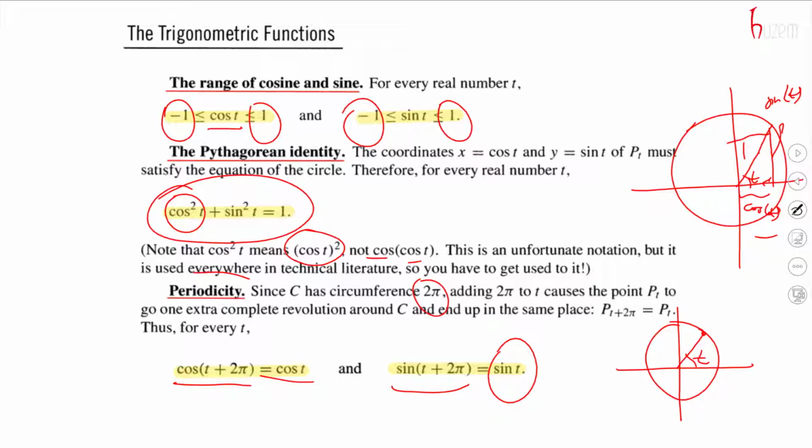That's all we need for periodicity of cosine and sine functions. So this means we have a period of 2 pi. Whenever we add 2 pi to the angle, we still are at the same angle.